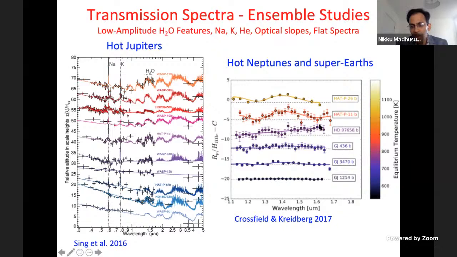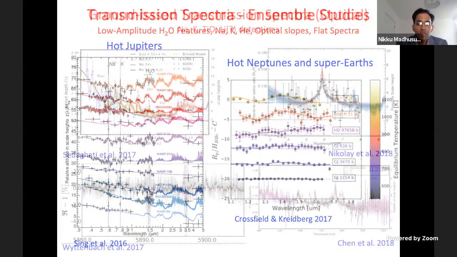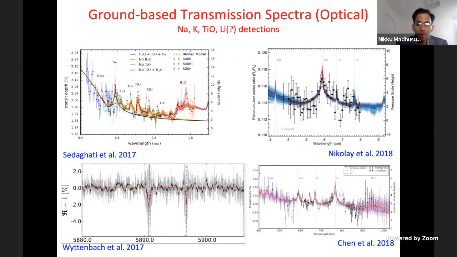But as you go down, this is basically going down in mass and radius as well as temperature. By the time you hit GJ 1214, we are talking about planets of around 5 to 8 Earth masses and about 2.5 Earth radii. By that time, until recently, we have seen only flat spectra. Precision is not the problem. We get very high precision observations. It's just that the signal is much smaller. So those are high quality space-based observations.